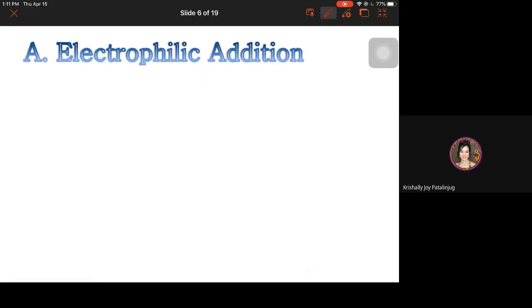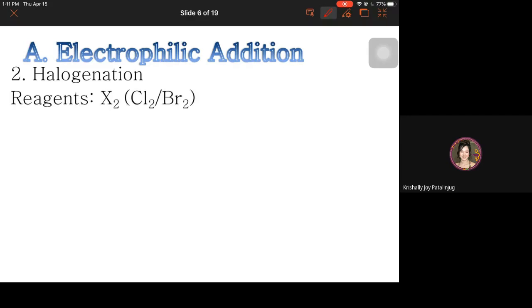Okay, let's proceed to the second specific type of electrophilic addition. So we have the halogenation reaction. By the term itself, this is also known as addition of halogen. What are the common halogen gases added during a halogenation reaction? The most common halogen gases are chlorine gas and bromine gas. In chemistry, X serves as the symbol for halogen. So X2 could be chlorine gas or bromine gas. Between the two, the more reactive in a halogenation reaction is chlorine gas. That is why for most halogenation reactions, the most commonly added halogen gas is chlorine gas.